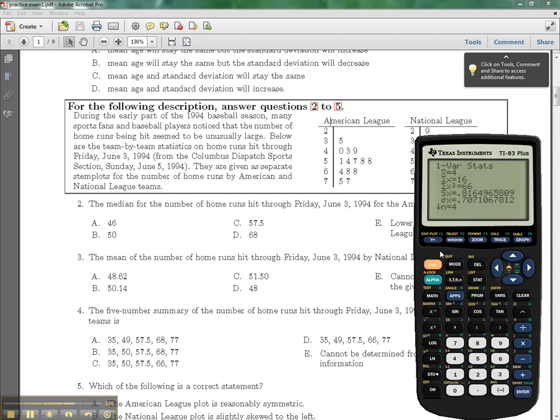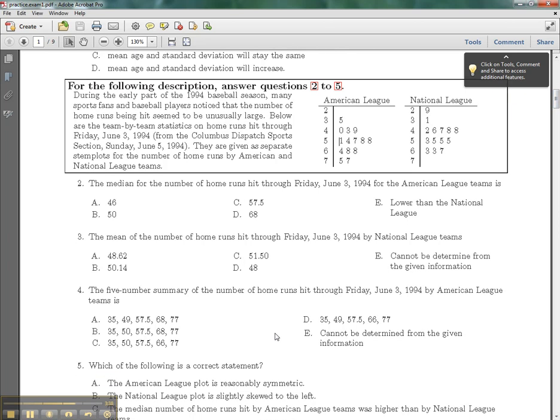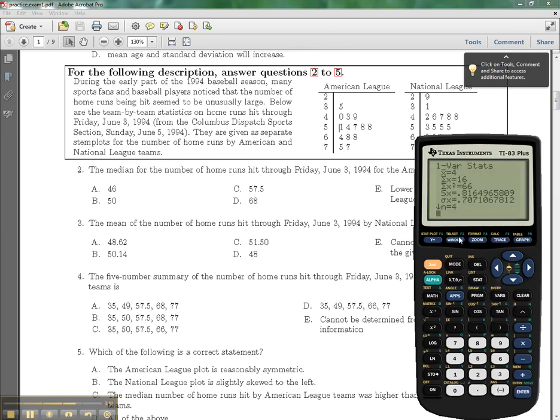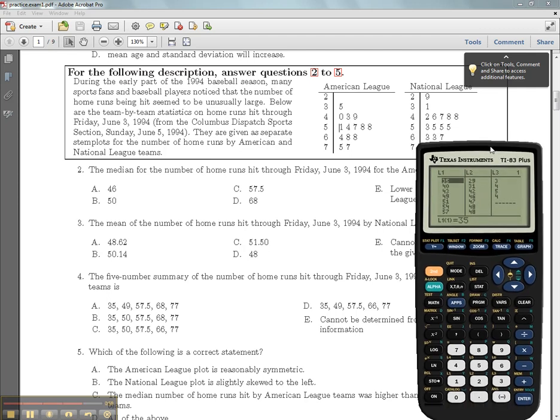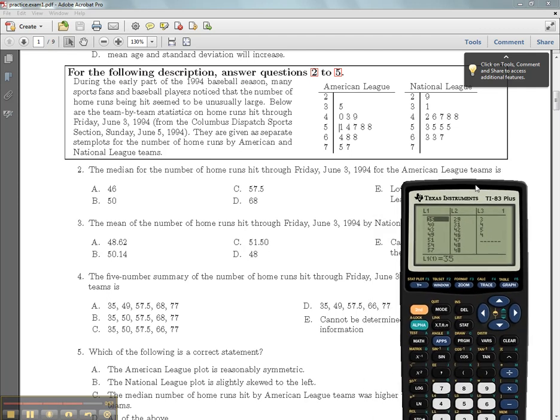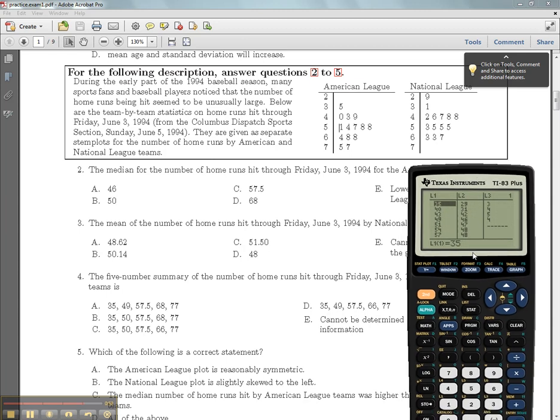All we need to do is put all of this information in a calculator so we don't have to do the work by hand. Luckily for you, I've already put my American League information in list 1. So 35, you see 35, 40, right there, 43. I hope you know how to read a stem plot and plug the information into the calculator already. I'm assuming that, at least. So to answer question 2, the median of home runs for the American League, all we have to do is pull up our information for list 1.